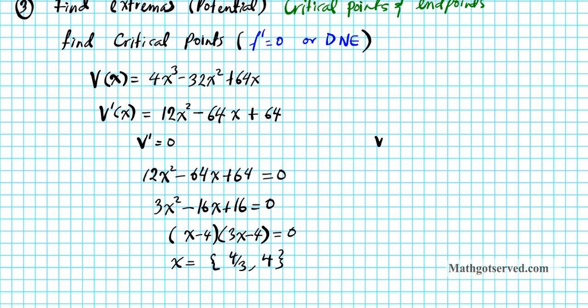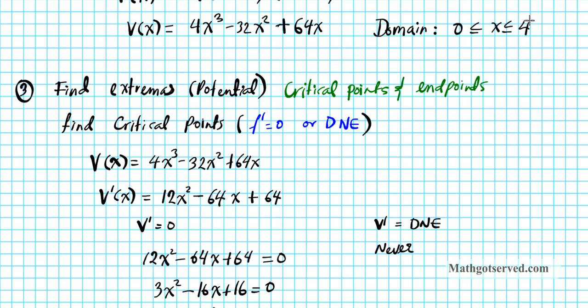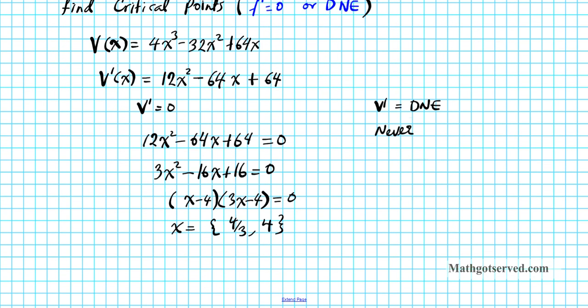When is v prime non-existent? When does it not exist? If you examine this function, this is a quadratic, a parabola, and we know it doesn't have any corners, cusps, vertical tangents, and doesn't have any discontinuity. So when is v prime non-existent? Never. It is differentiable in the entire domain. Okay. Now one thing you'll notice is that one of the critical points happens to coincide with one of the endpoints. So that's kind of nice. So these are our critical points.